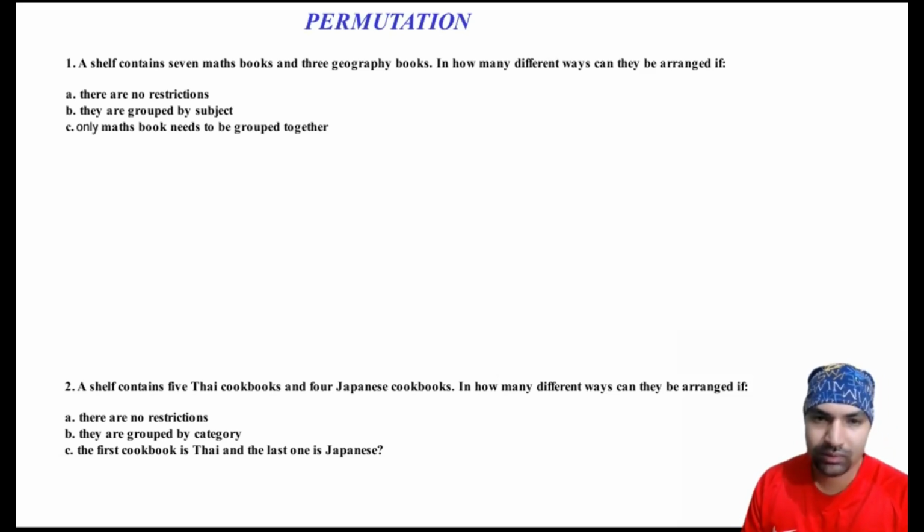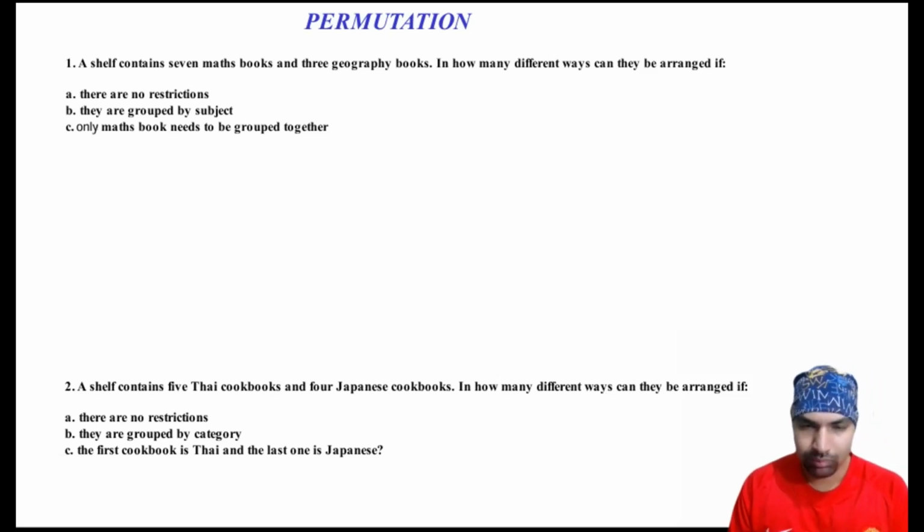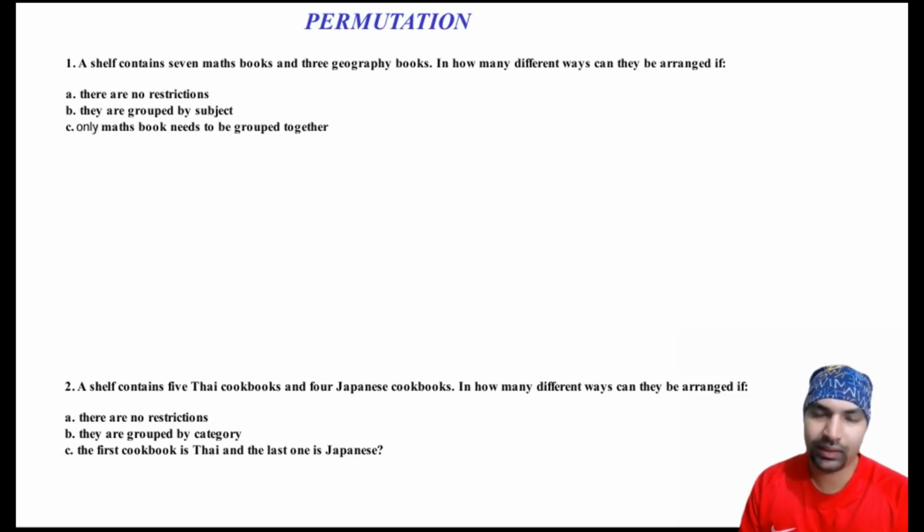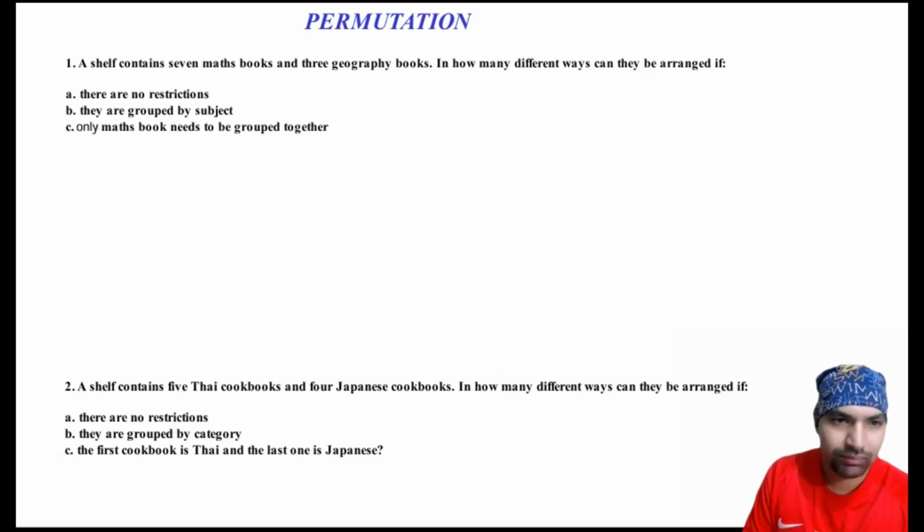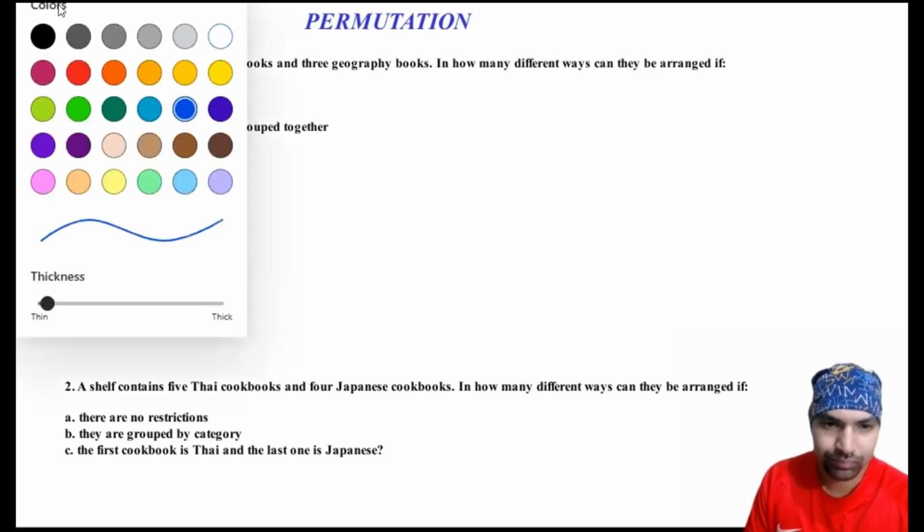So now this is specifically for additional math and international math, that is 0580 IGCSE and 0606. So yeah, let's begin. All these questions are basically from permutations. So let's go ahead with the first question over here.